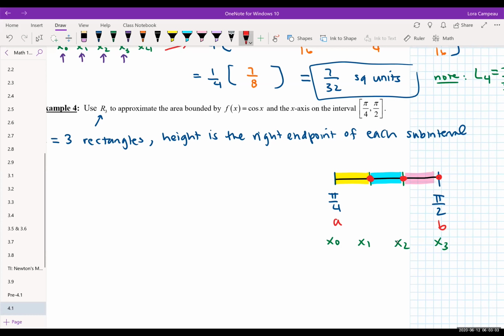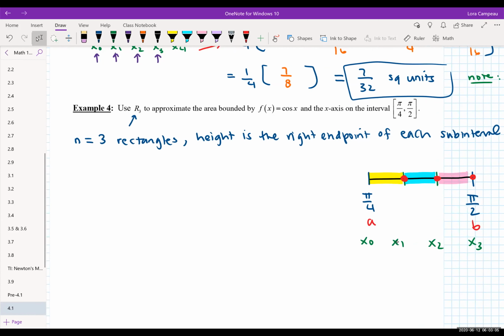And if you want to figure out what those numbers are, that's where we deal with our delta x. Well, delta x can always be found by subtracting right endpoint minus left endpoint over the number of rectangles that we want. So in our case, it's pi/2 minus pi/4 all over 3. So a little fraction work, pi/4 divided by 3, we actually end up having 1/3 times pi/4, which is pi/12.